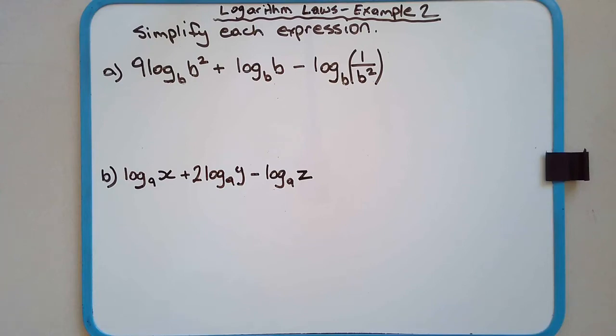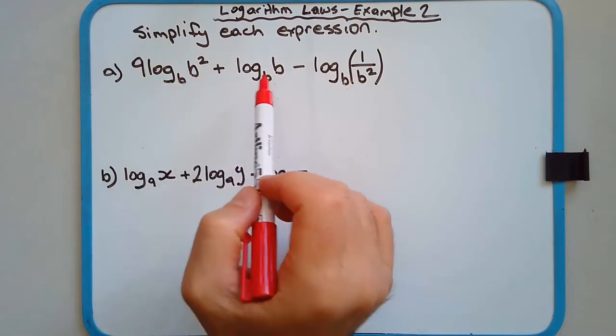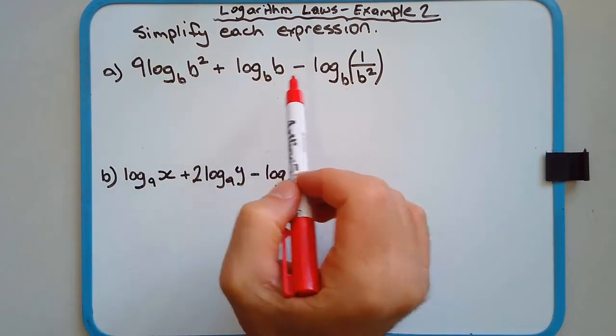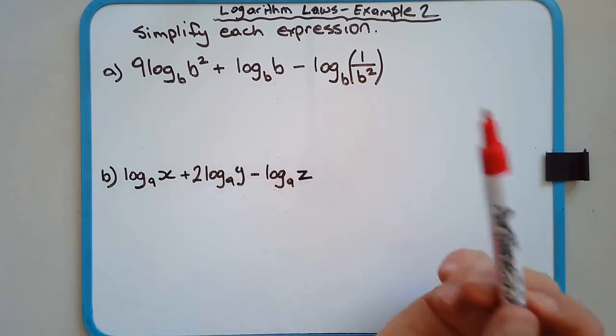Let's have a look at example number 2 of applying the logarithm laws to simplification of expressions. So let's have a look at part A. We're going to simplify this expression: 9 log base b of b squared plus log base b of b minus log base b of 1 over b squared.